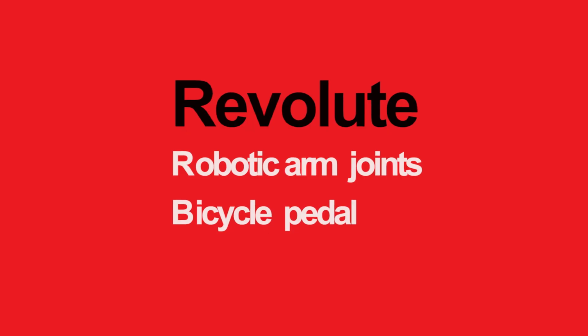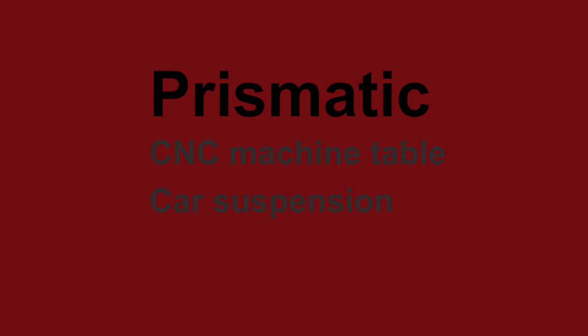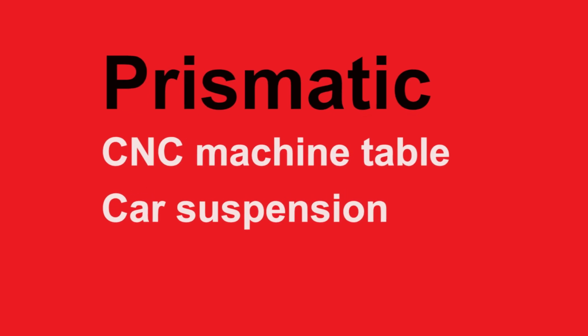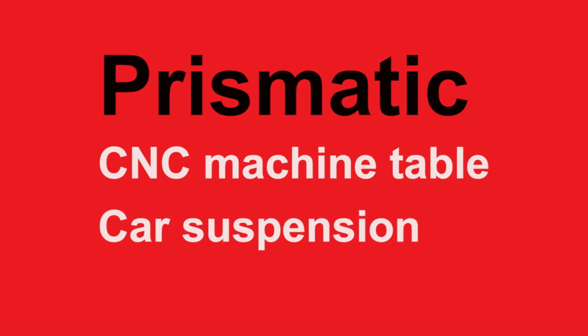So for the revolute pair, we can use it as robotic arm joints, bicycle pedals, etc. And for the prismatic pair, it can be used in car suspension, CNC machines, you can see in the drawers, etc.